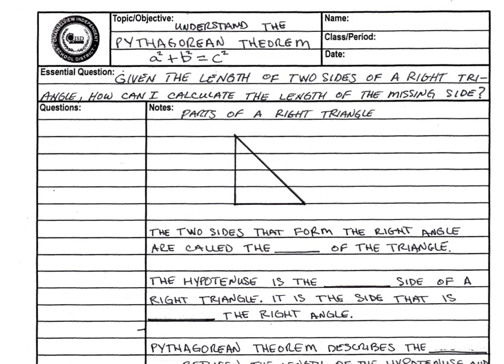First, what we want to do is look at the parts of a right triangle. And we know what makes a right triangle. It's a 90-degree angle. So right here we have a 90-degree angle, and like I said, that's what makes it a right triangle. Now the two sides that form the right angle, that is this side and this side, they have a special name. They are called the legs of the triangle. So this is a leg, and this is a leg.